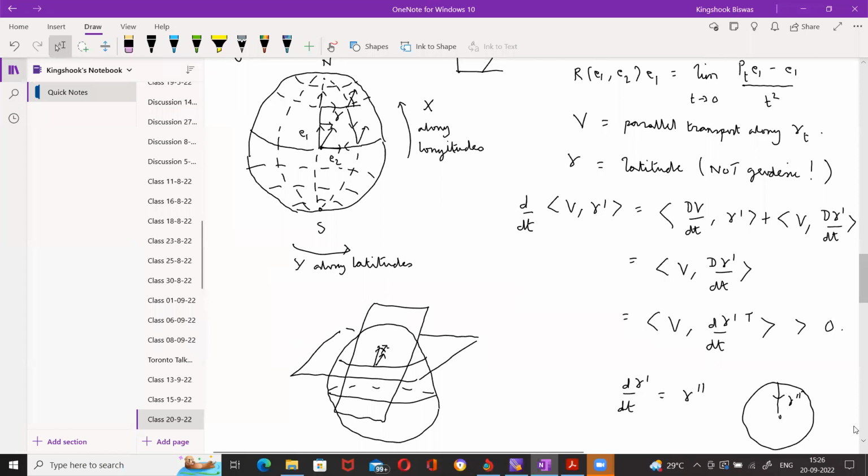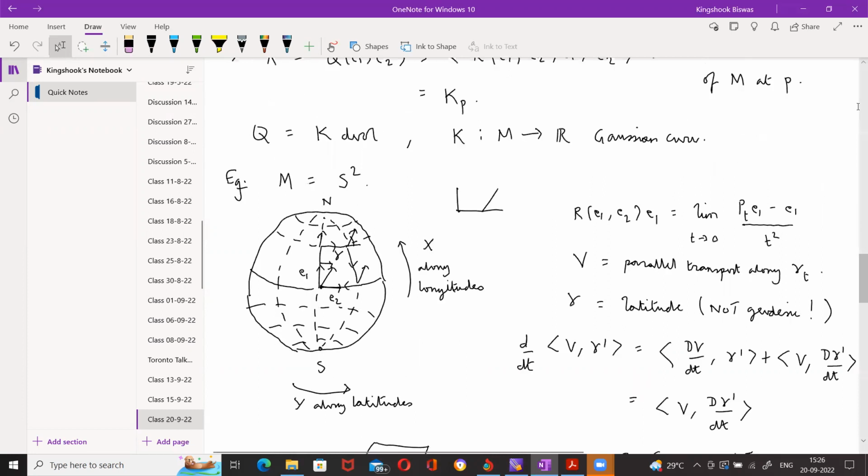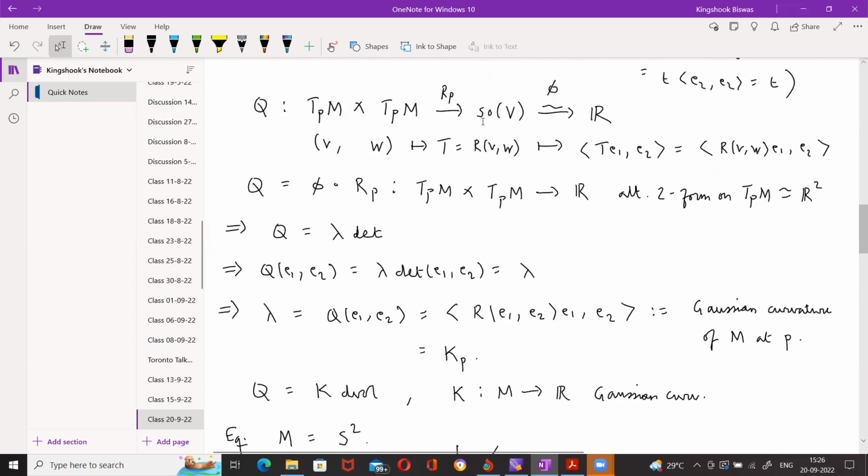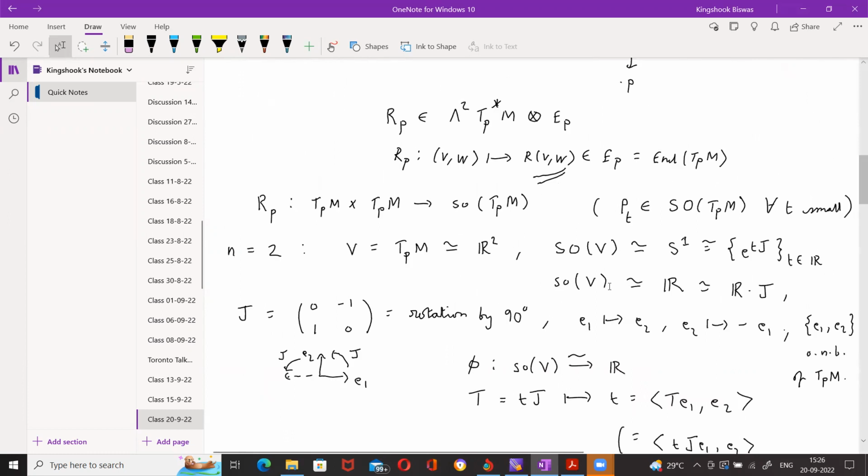So are we just saying that the rotation is in positive 90 degrees or negative 90 degrees? It's an infinitesimal rotation. What is the space of infinitesimal rotations? It's little so(V). And little so(V) is isomorphic to R, the scalar multiples of J.